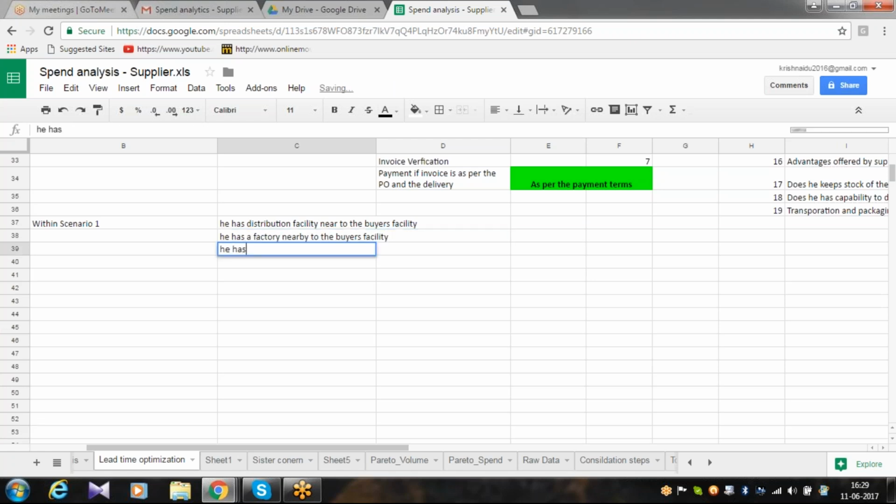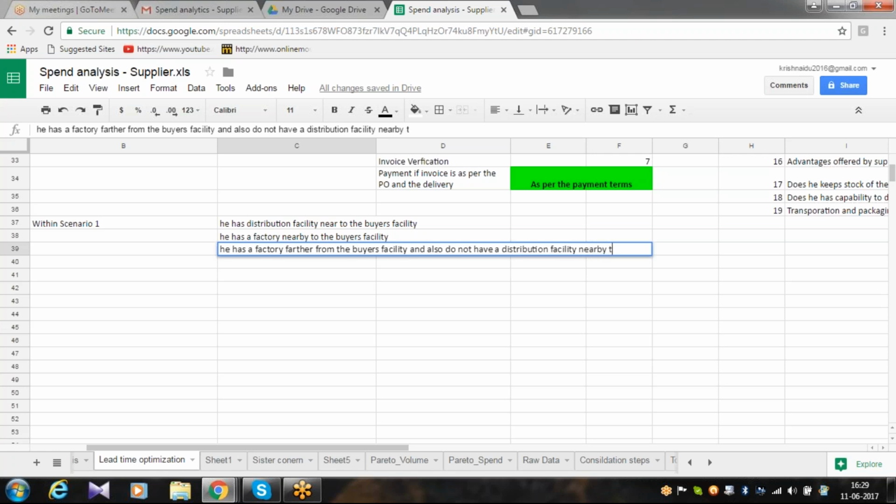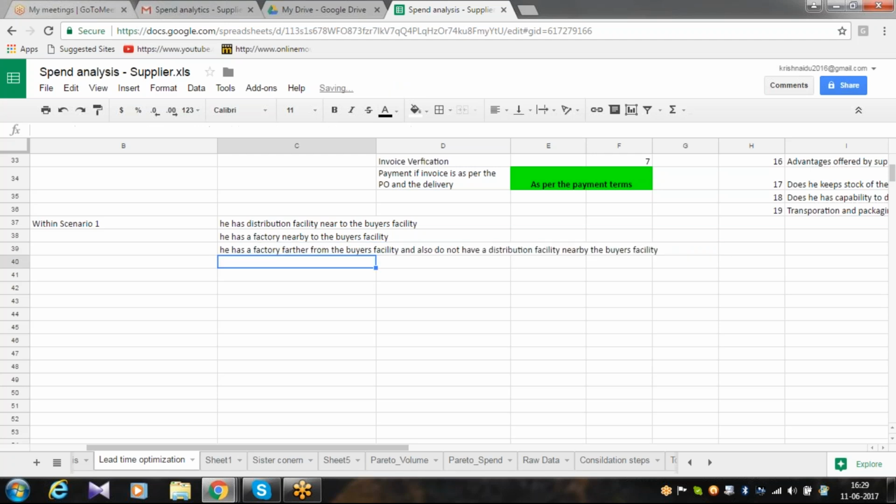Third, he has a factory farther from the buyer's facility, and also does not have a distribution facility nearby the buyer's facility. So what I am saying within scenario 1, that is supplier keeps the stock. Supplier keeps the stock.